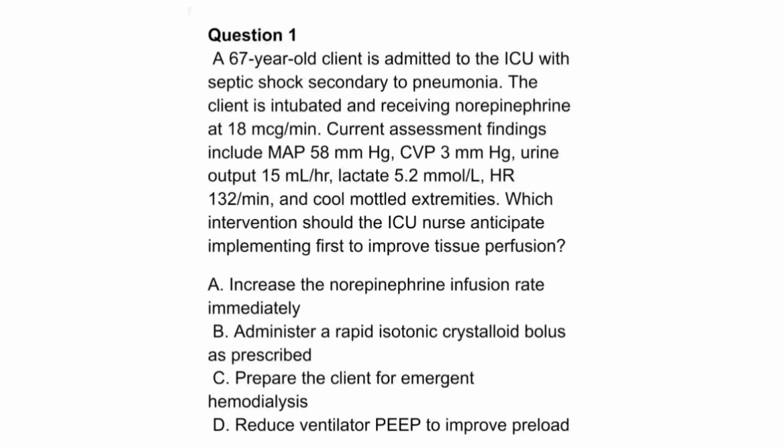Question 1. A 67-year-old client is admitted to the ICU with septic shock secondary to pneumonia. The client is intubated and receiving norepinephrine at 18 micrograms per minute. Current assessment findings include MAP 58 millimeters of mercury, CVP 3 millimeters of mercury, urine output 15 milliliters per hour, lactate 5.2 millimoles per liter, HR 132 per minute, and cool mottled extremities. Which intervention should the ICU nurse anticipate implementing first to improve tissue perfusion?